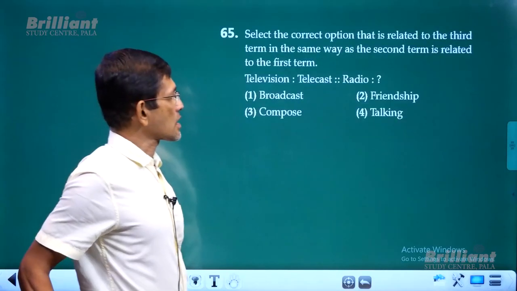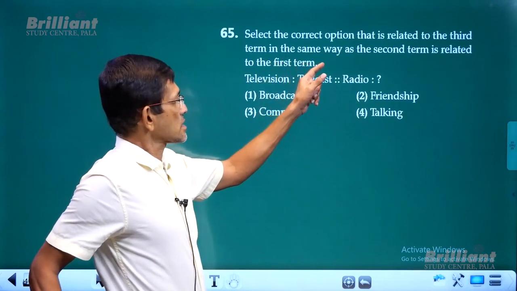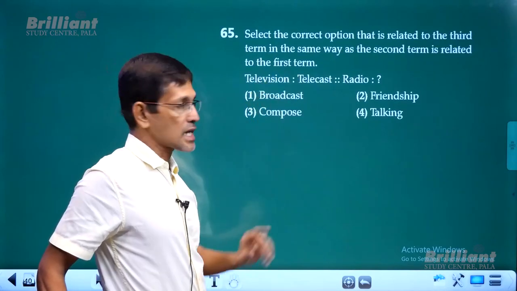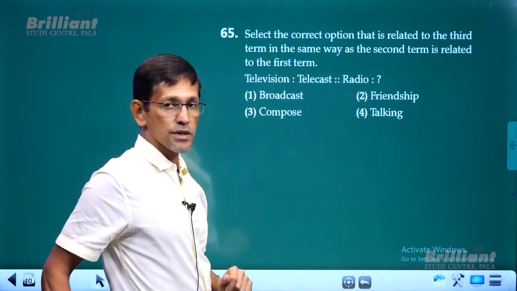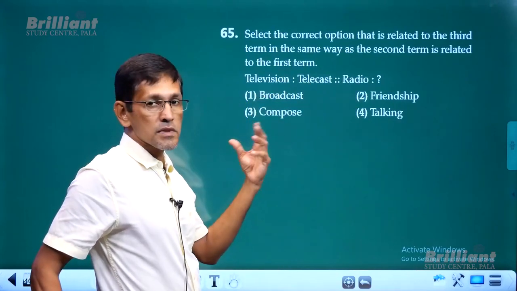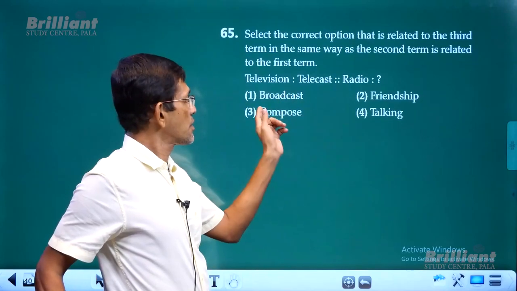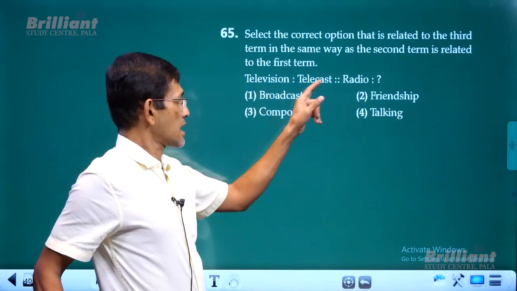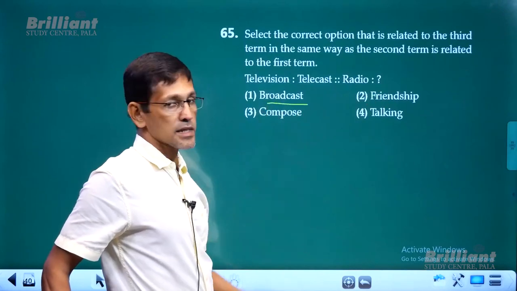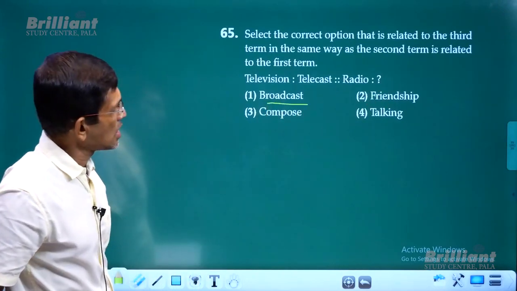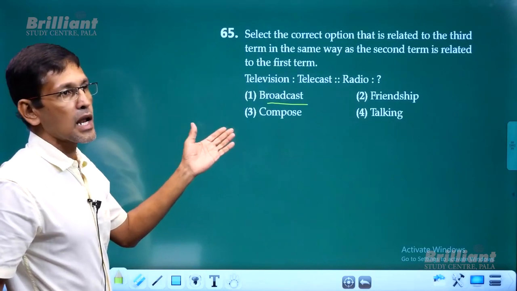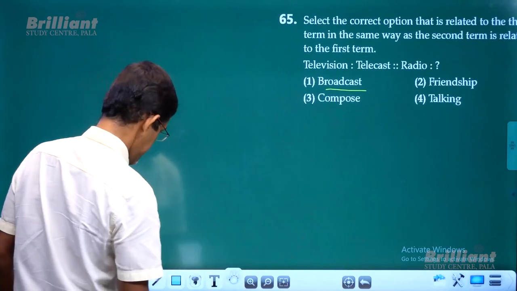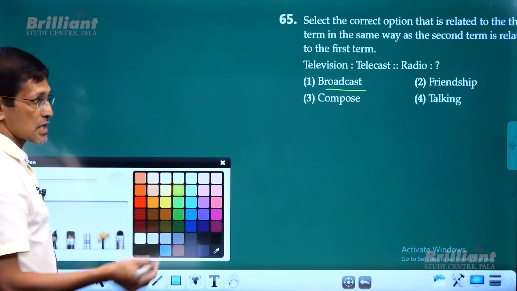Select the correct option that is related to the third term in the same way as the second term is related to the first term. So there is a relation here. Television and telecast, same way radio and what? Options: broadcast, friendship, compose, talking. So what is the answer? Television, telecast, then radio, it's broadcast. It's pretty much what is called a verbal analogy question. I'll give you a few more examples. There are many varieties of verbal analogy questions that usually appear for competitive exams.